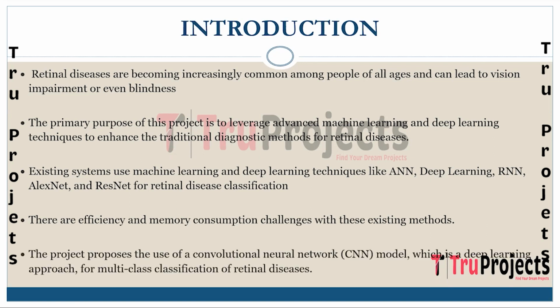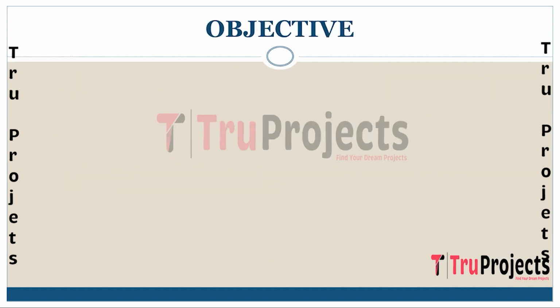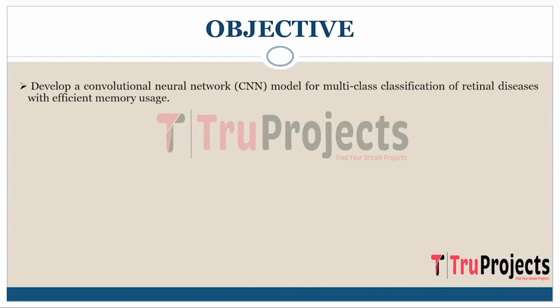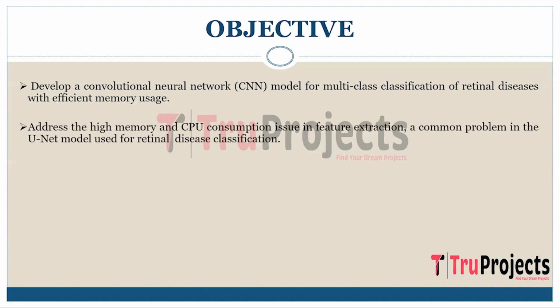The project suggests employing a deep learning approach, specifically a convolutional neural network model for the multi-class classification of retinal diseases. The objective of this project is to propose a convolutional neural network model for multi-class classification of retinal diseases with efficient memory consumption. The project aims to address the high memory and CPU consumption issue in the feature extraction process of the UNet model, which is commonly used for retinal disease classification.